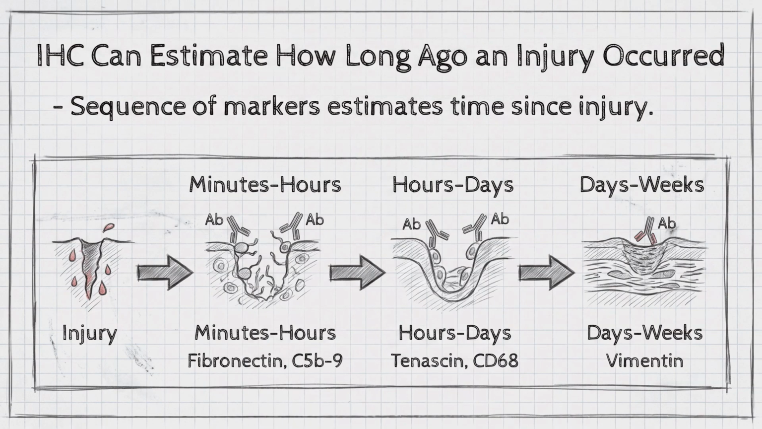Building on IHC's precision, we can use it to estimate the age of an injury, a critical aspect in forensic cases. The body's response to injury unfolds over time, with different proteins appearing or disappearing at predictable intervals. By staining for these specific markers, we can establish a timeline for when an injury occurred. This is a significant leap beyond what gross examination or even routine H&E can provide. We're now going to look at a specific example of how IHC reveals early cardiac ischemia.